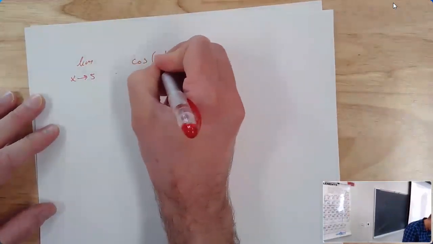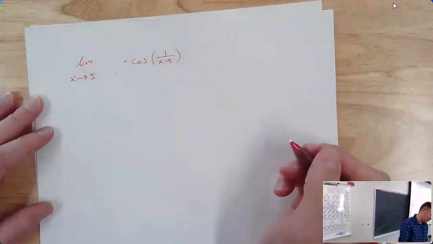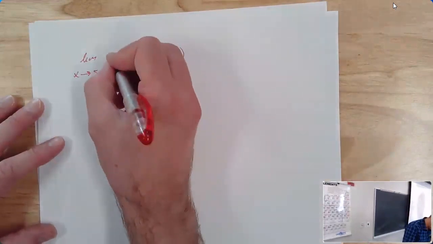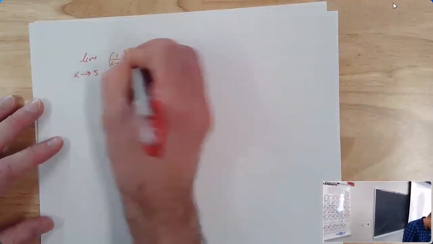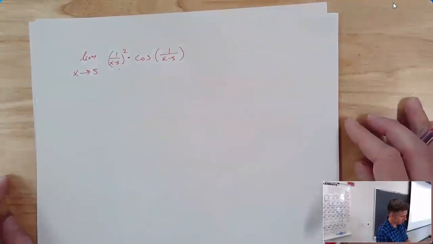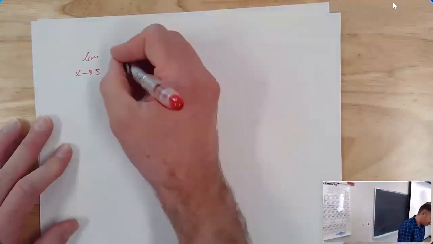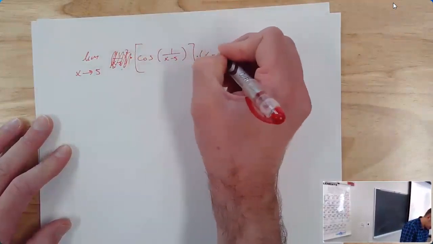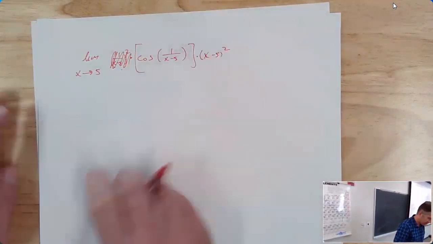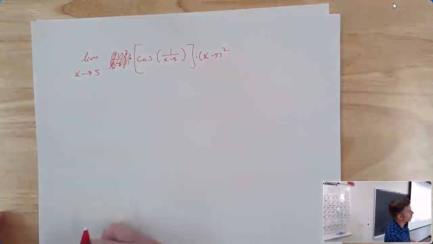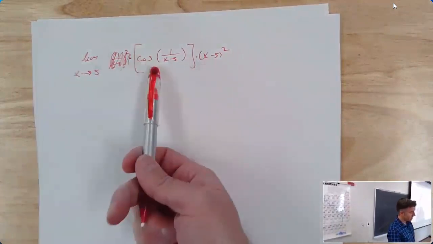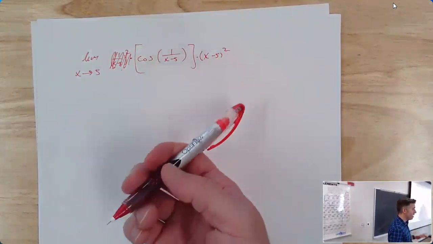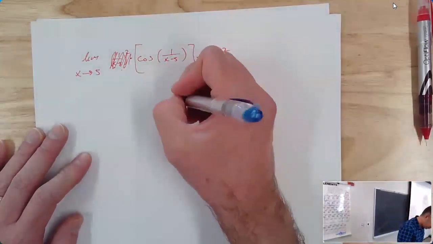Cosine of 1 over x minus 5 times... I'm sure I'm gonna guess fine, 1 over x minus 5 squared. That's probably not right. No, sorry. Try this instead. Times x minus 5 squared. Oh, it's better. That also has the clue that you have cosine of a thing that's undefined, and it doesn't matter what this is. I mean, it kind of matters, but basically that's what you're looking for.